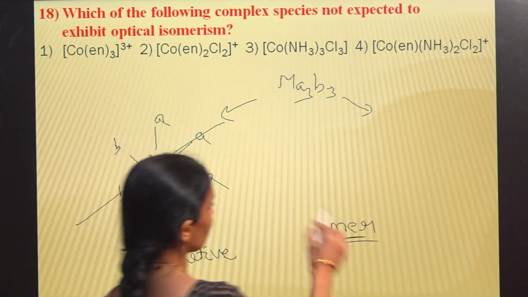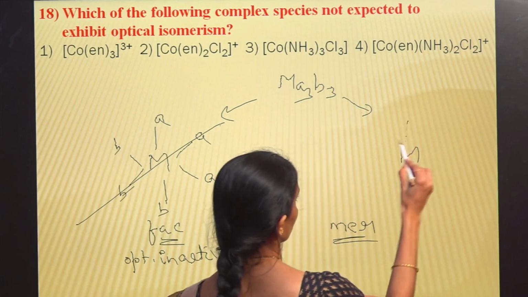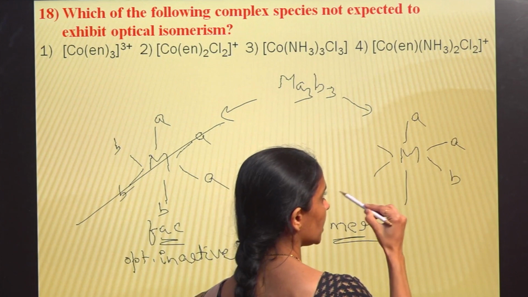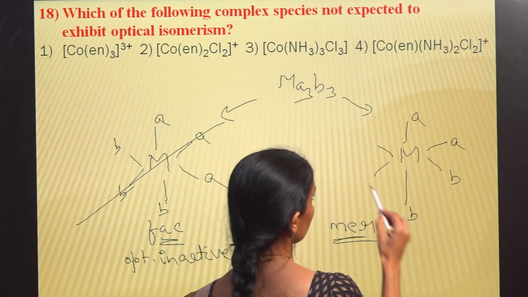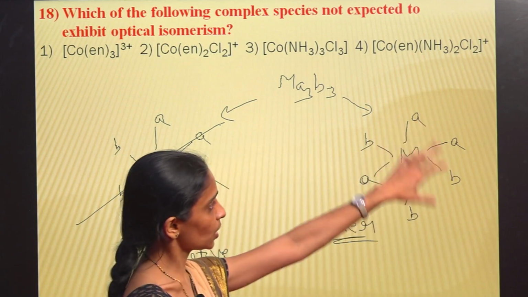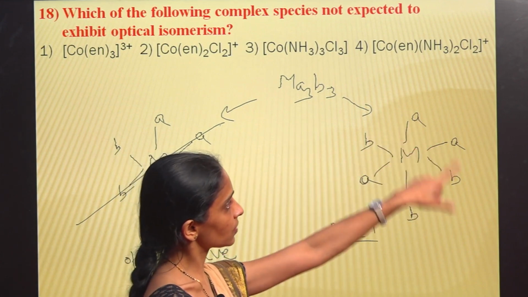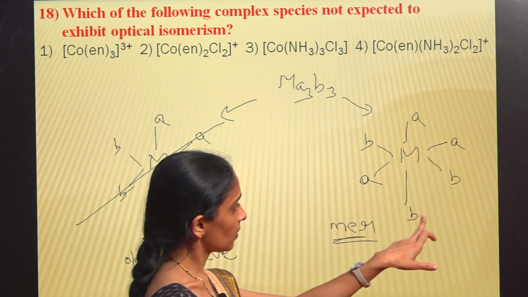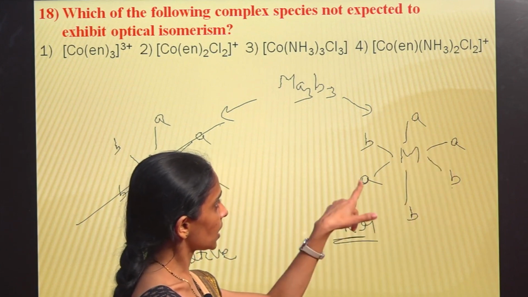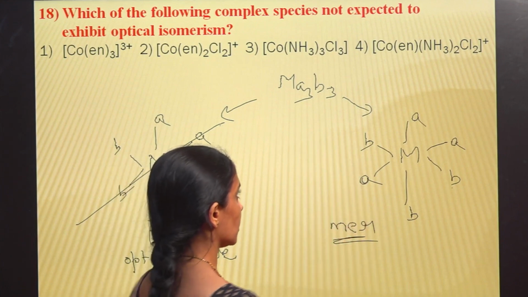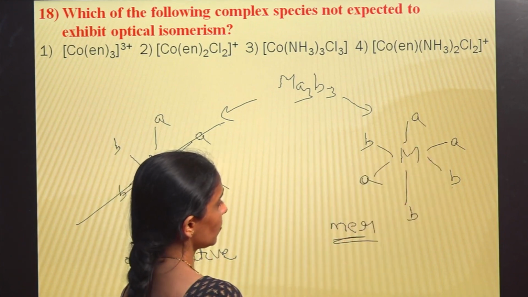Coming to the meridional form. AA, B, BB, A, and then comes a B. So the continuity is lost here. We don't write the three A's continuously. Two A's are written and then a B. Once again a B, A and B. The meridional form is written like this. Three A's and three B's are there.